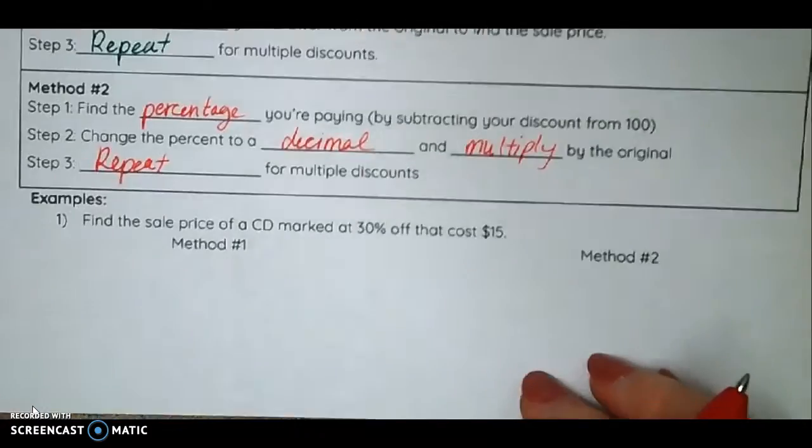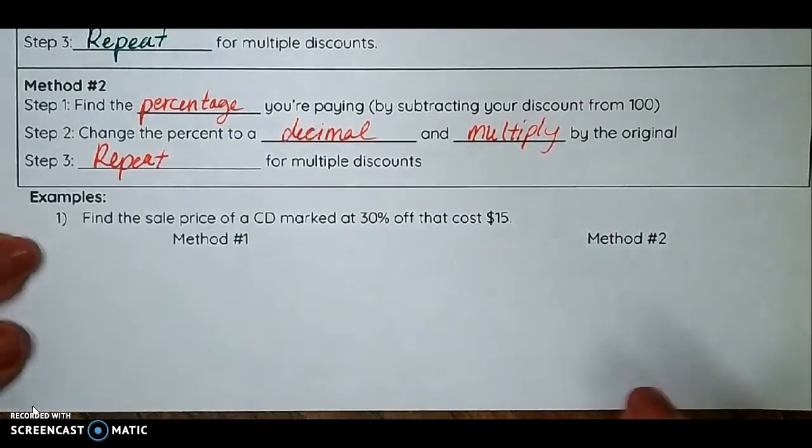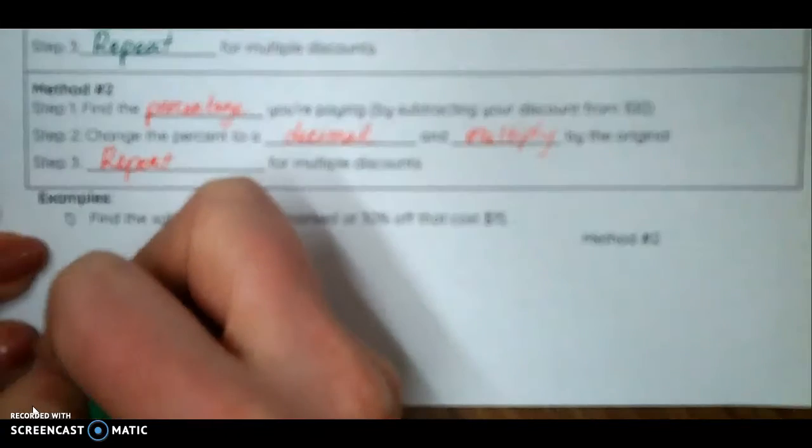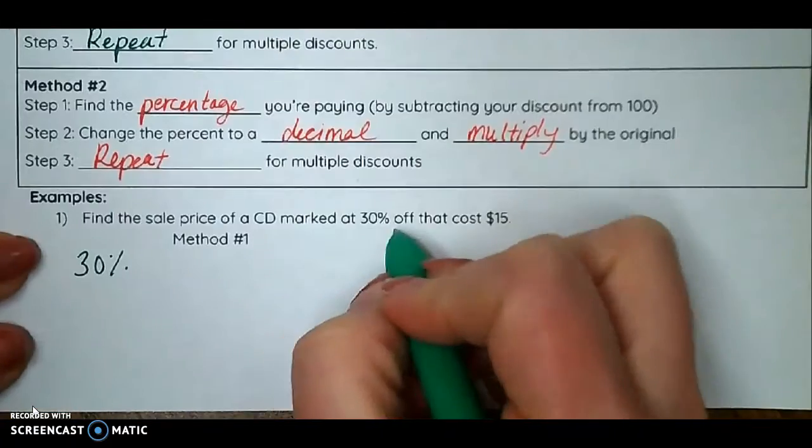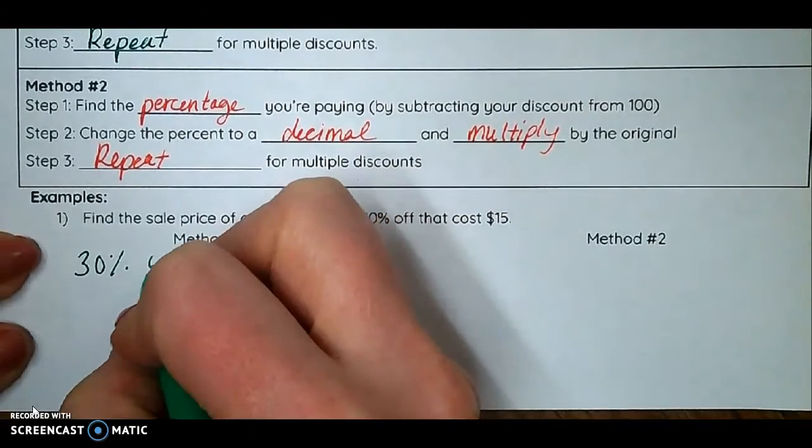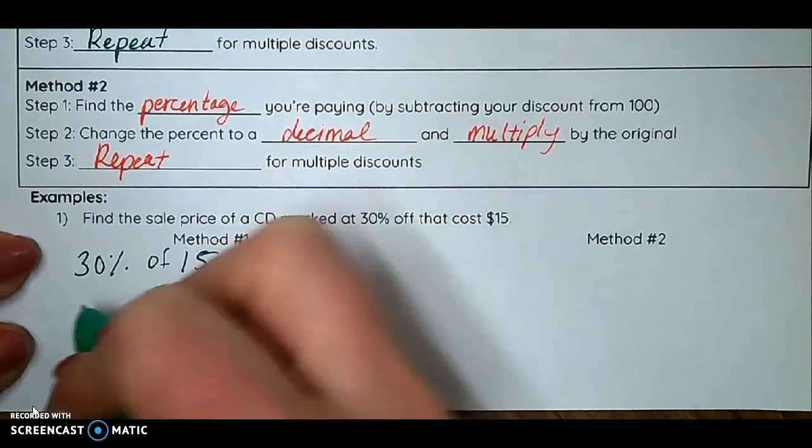So I'm going to show both ways down here to do the same prompts. I'm going to use both methods. So method number one says that I need to find 30%, because it says 30% off of $15, so 30% of $15.